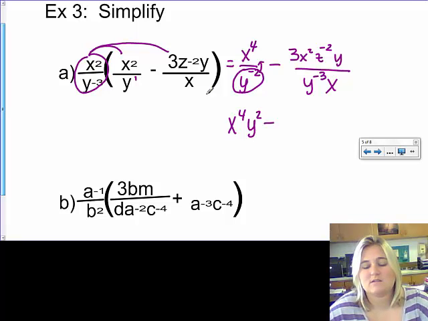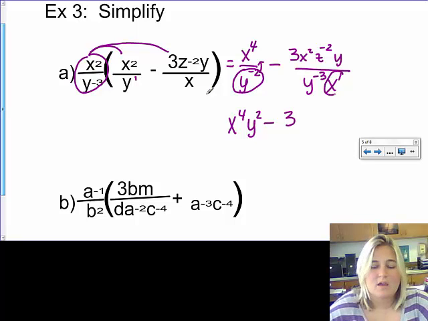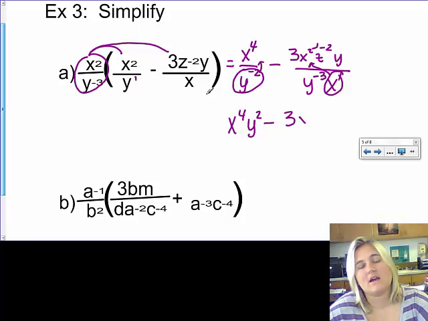Minus, my 3 is going to remain on top, and I have x to the second over x to the first. So I can take that smaller exponent, and I want to move it. So I'm going to subtract 1 from here. So I now have x to the first, which I'll just write as x.